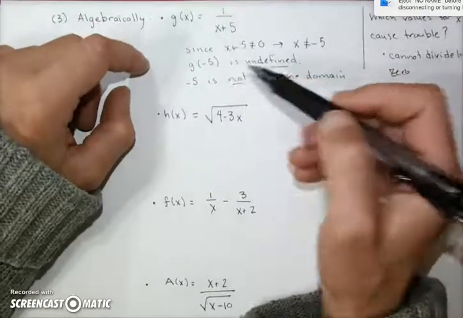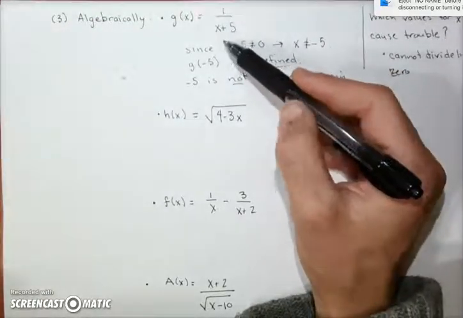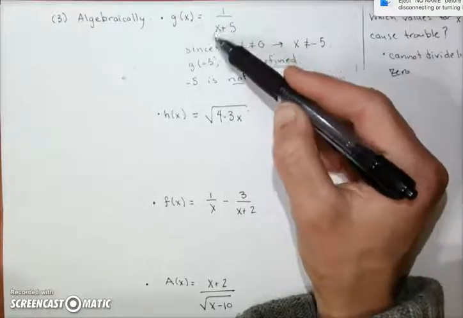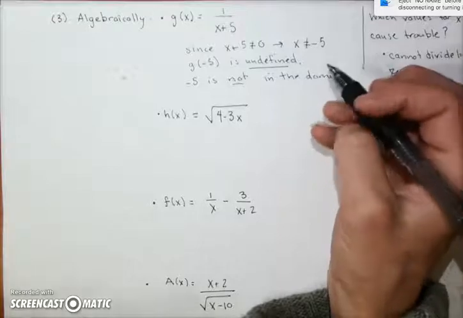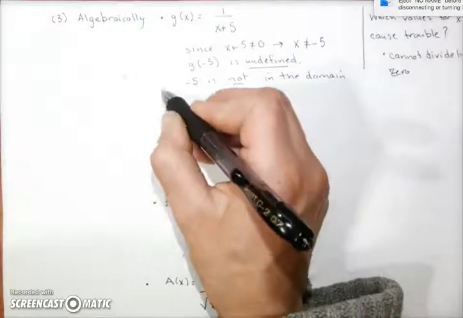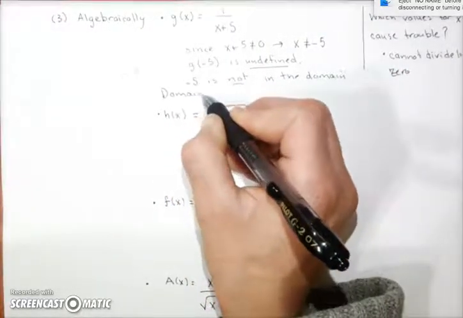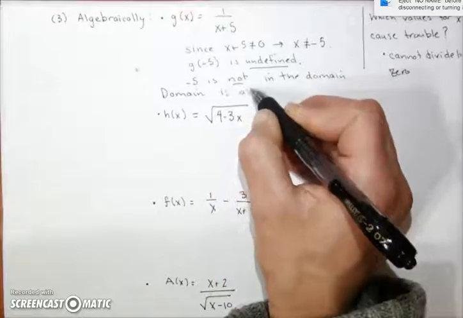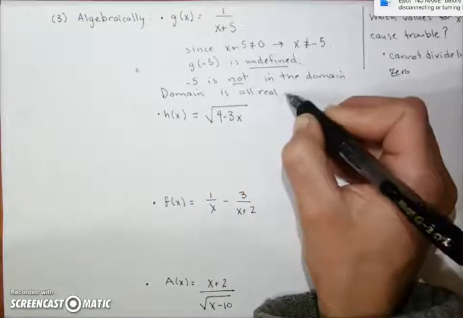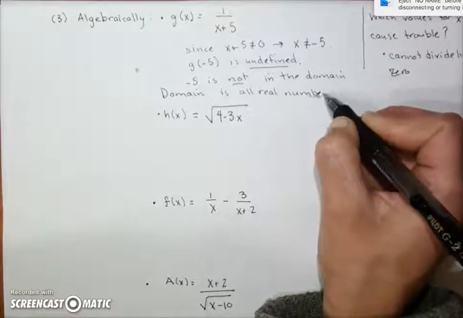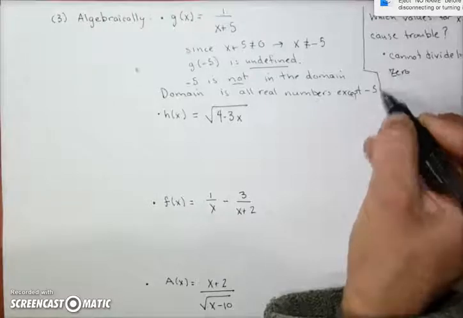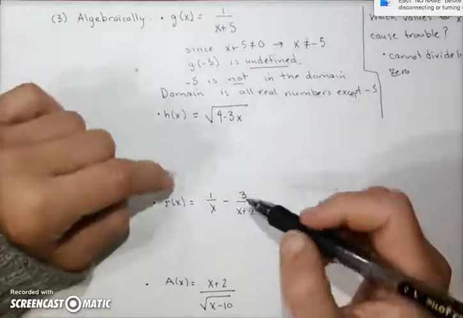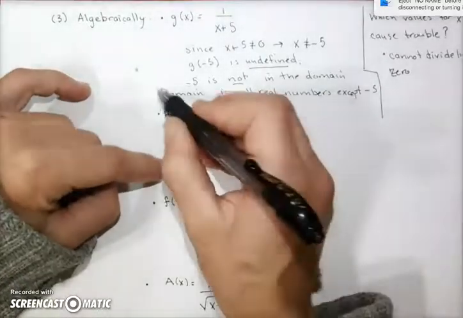But any other value for x is. Think about it. Any other value for x, I'm not going to get a 0. I can divide by any number except 0. So we can say the domain is all real numbers except 5, or except negative 5. And that's our answer.